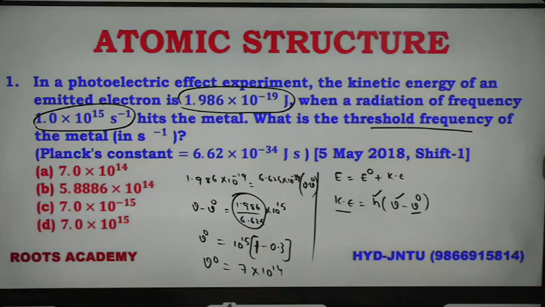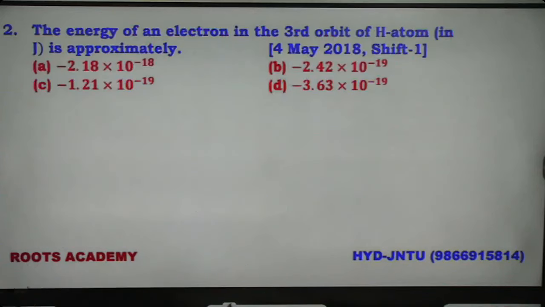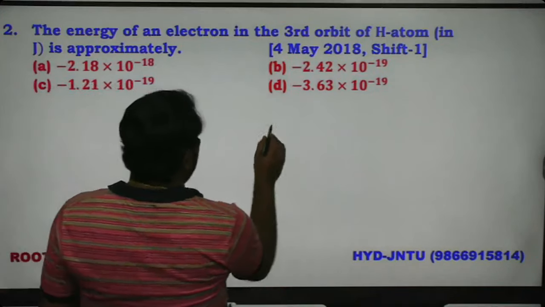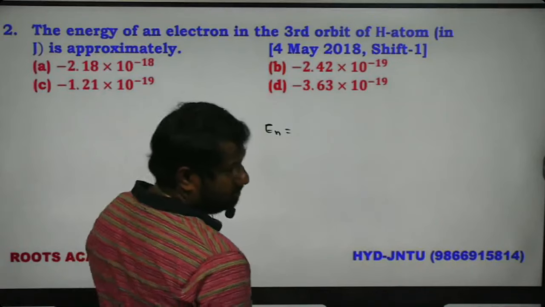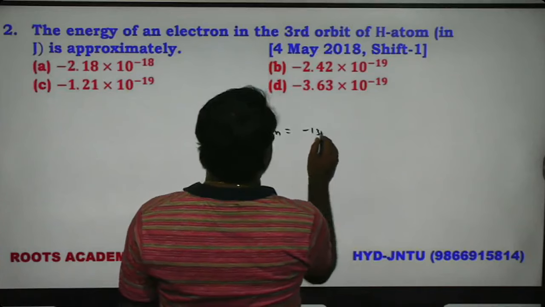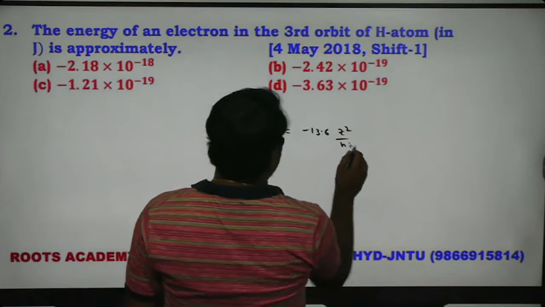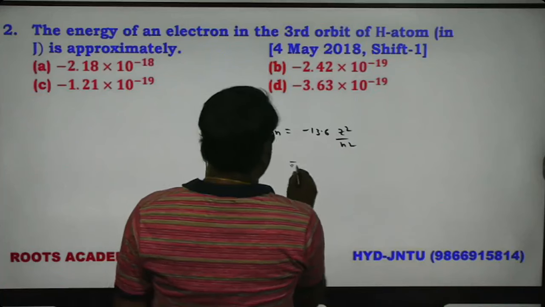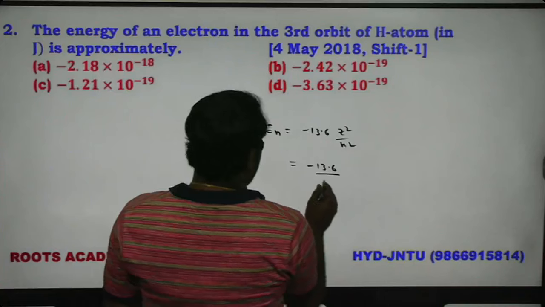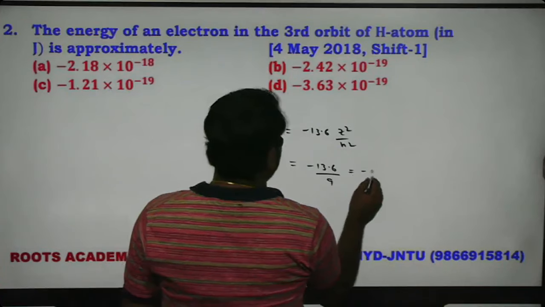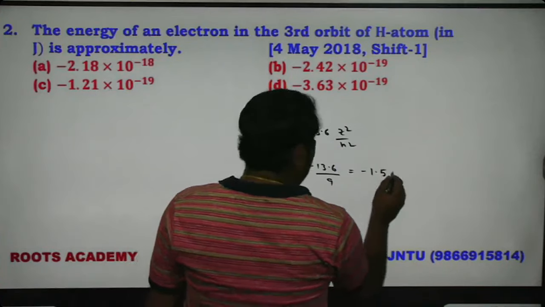అంతే 0.3. రైట్, నెక్స్ట్ క్వశ్చన్. అమ్మా మీరు ఏం రాయొద్దు, వాళ్ళే పంపిస్తారు, అందులో చూసుకోండి. ఓకేనా, జస్ట్ వినండి. The energy of an electron in third orbit of hydrogen atom, En equal to, we gave in joules he is asking. Minus 13.6 Z square by n square. Minus 13.6 into, n square means third orbit, right? 9. ఎంత వస్తుందమ్మా? Minus 1.5 electron volts.